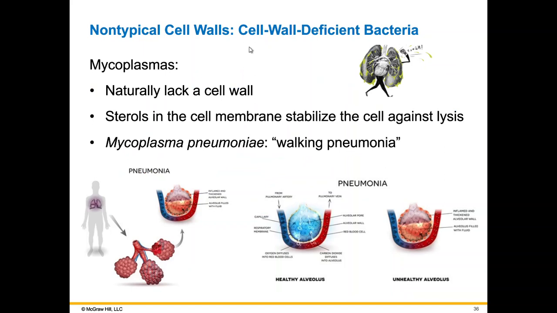Another example of a non-typical cell wall is some bacteria don't have a cell wall, which is unique because most bacteria do. But one group of organisms that don't have a cell wall in our domain bacteria are mycoplasmas. They have other protective mechanisms to prevent the cell from lysing or rupturing, called sterols. An example of an organism that is a mycoplasma is Mycoplasma pneumoniae.